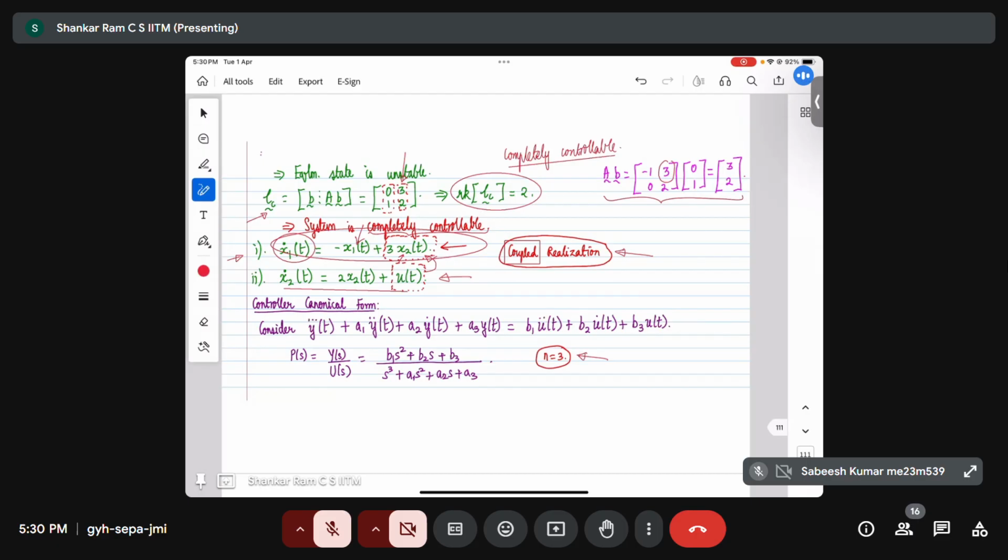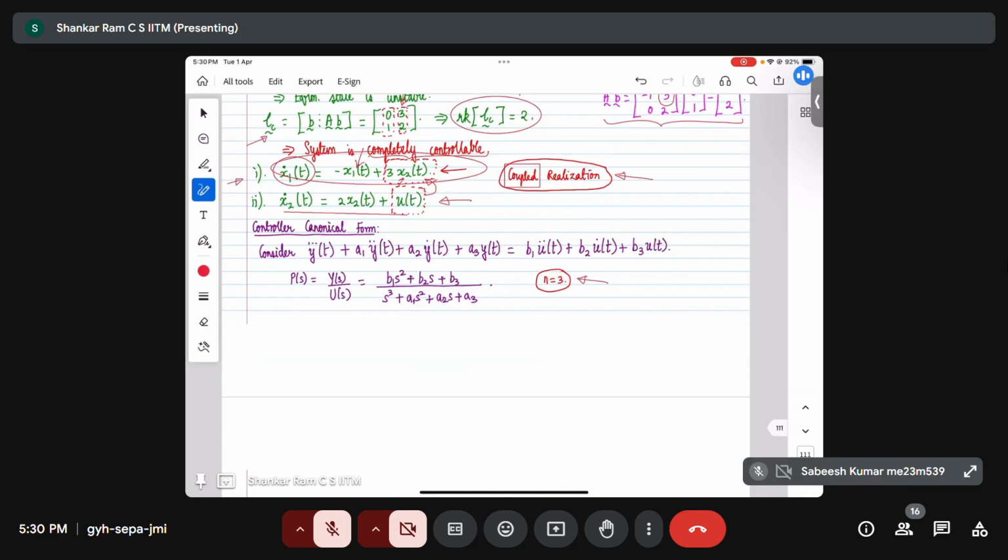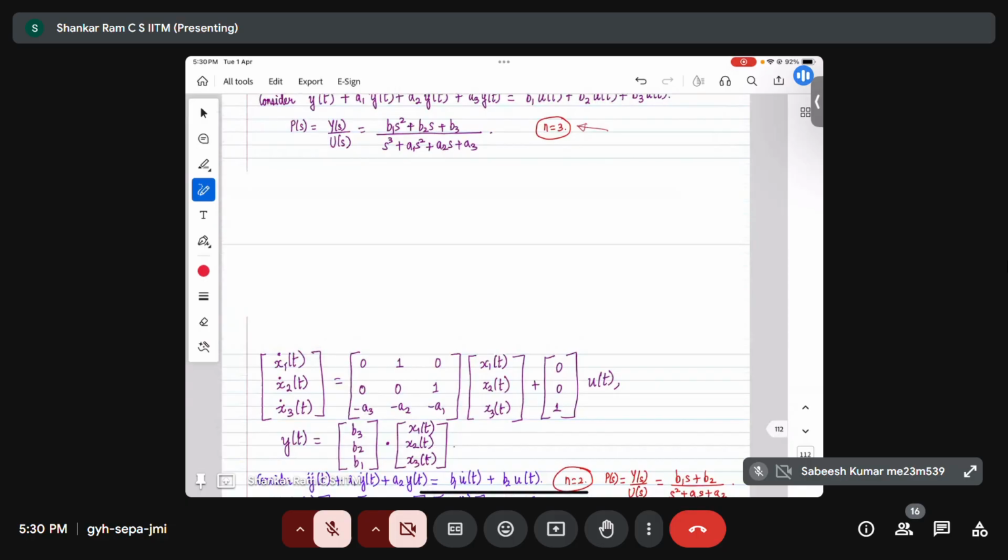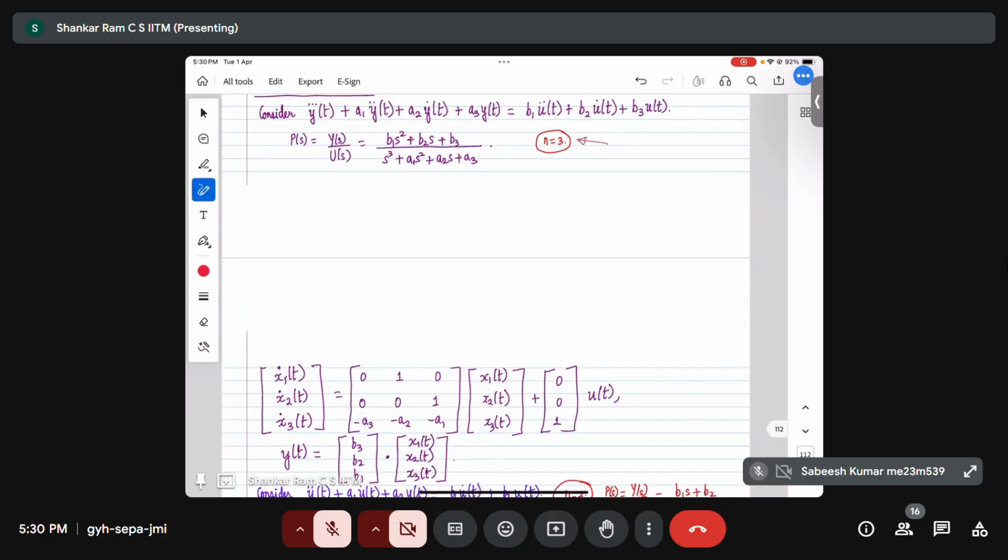Of course, I could have written the controller canonical form for an nth order system, but I'm just writing it for a second and a third order system, considering the scope of our course. I'm not deriving this, but we are just going to write it. So given this state equation, the controller canonical form is this.